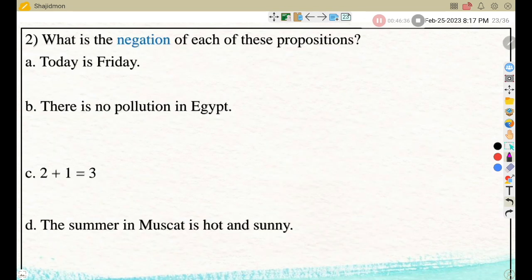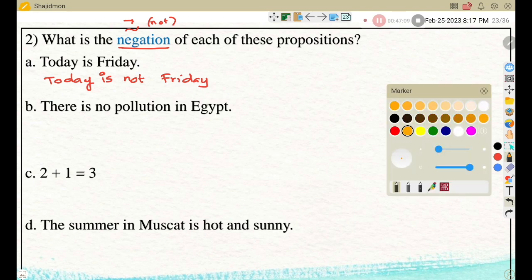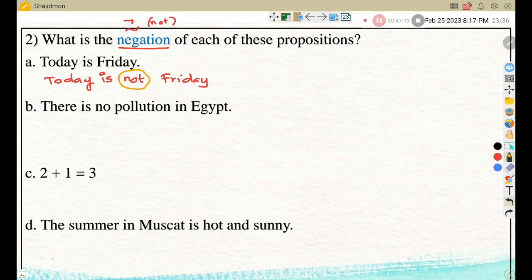Second one. What is the negation of each of these propositions? We need to write the negation of each of these propositions. Negation, this operation, correct? What is the meaning? Not. Keep in your mind, not, opposite, correct? So first one, today is Friday. How to write the negation of that one? Just add not. Today is not Friday, correct? If you are adding not, if there is already a no, delete it. If there is no no, add no. That is the meaning of negation. So today is not Friday.